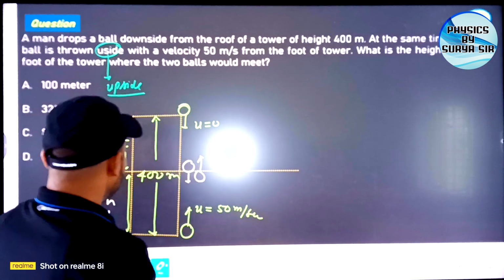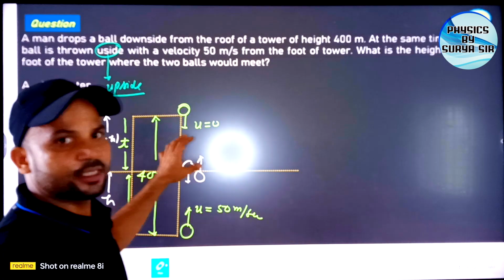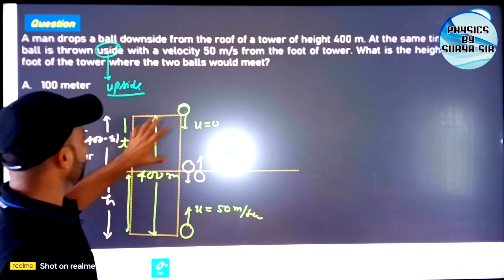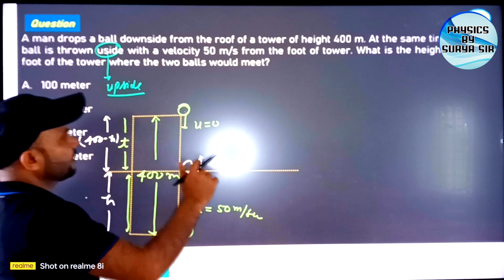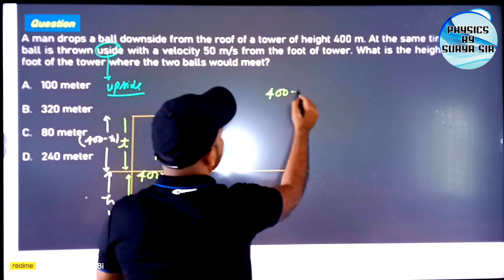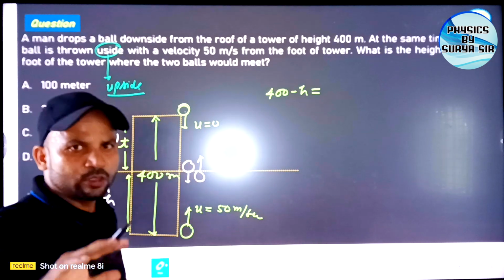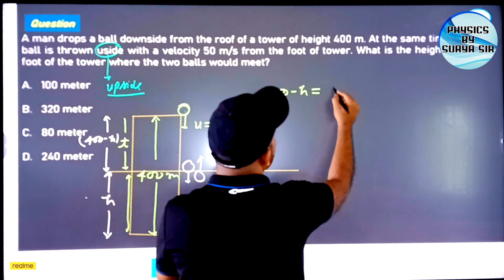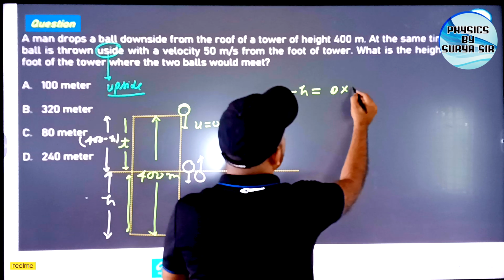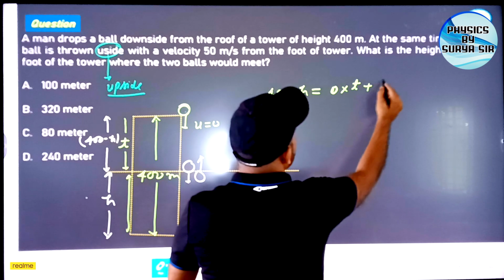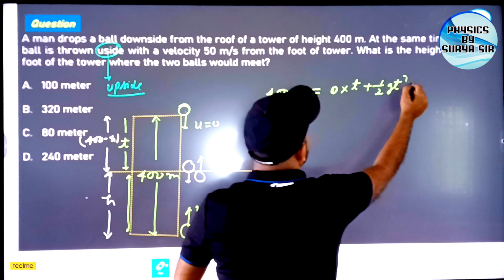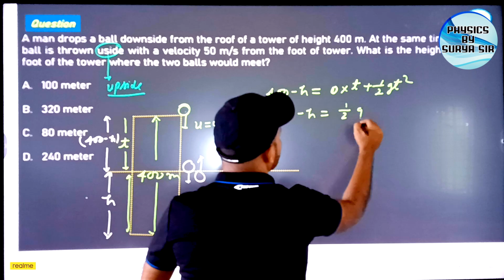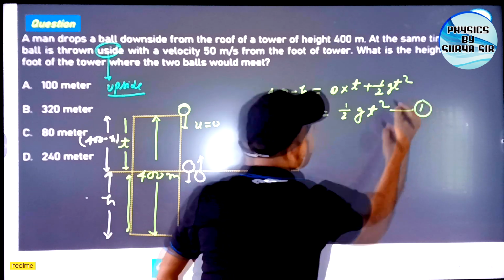Clear? So we will use the equation for this object and this object. Use the second equation, displacement. For the falling object, displacement 400 minus h is equal to ut plus half gt square. u is 0, so 400 minus h is equal to half gt square. This is equation number 1.